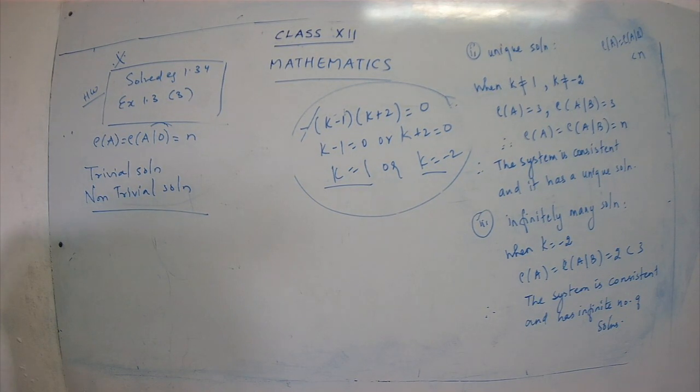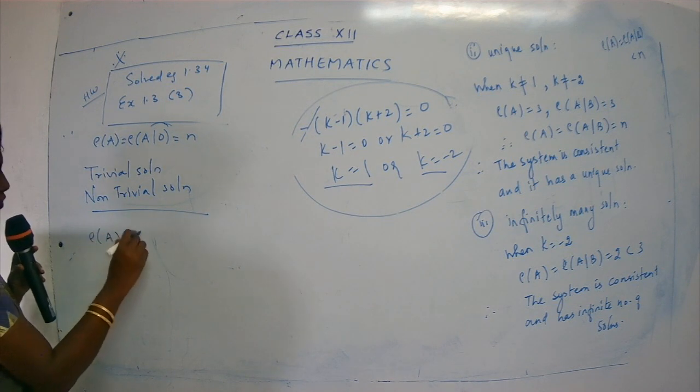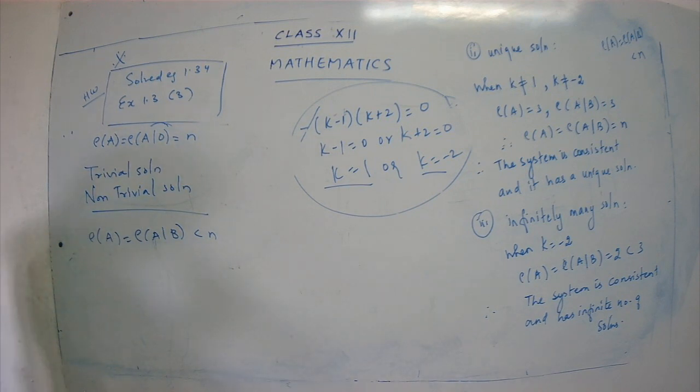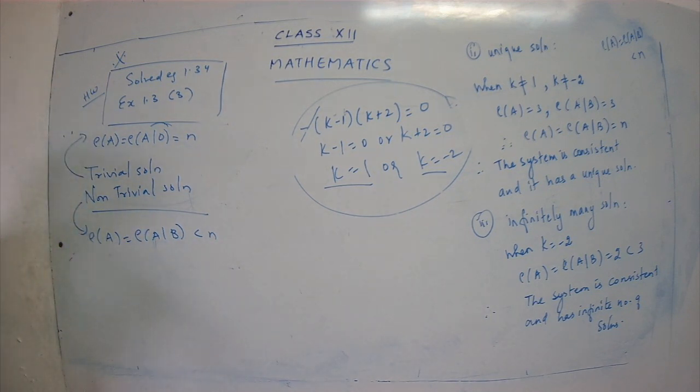And if you have a case where rank of A is equal to rank of AB, and this is less than n, you have to say the system will be a consistent system, but the solution will be a non-trivial solution. For this case, you have a non-trivial solution, and for the earlier case, you have a trivial solution. I hope you are clear with the trivial solution and a non-trivial solution, children. Shall we proceed with the sum?